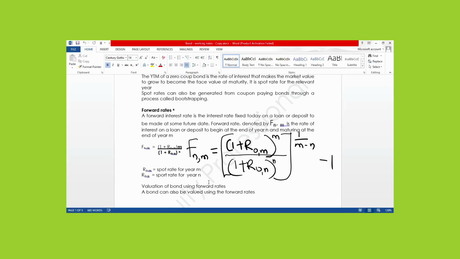Then if you are not given spot rates, how can we calculate the spot rates? You can use the process. Look at it. Spot rates can be generated from coupon paying bonds through a process called bootstrapping.